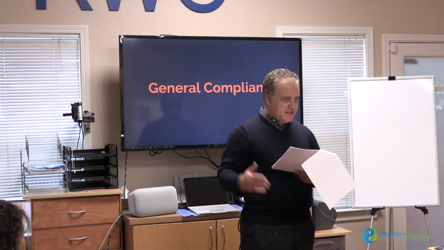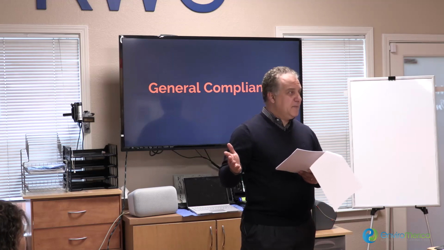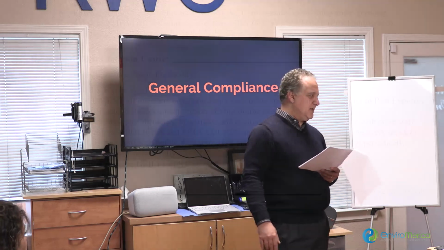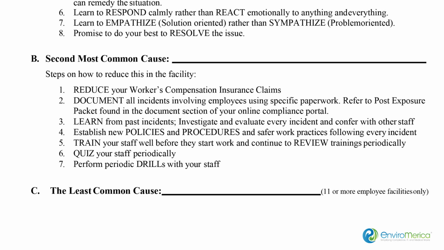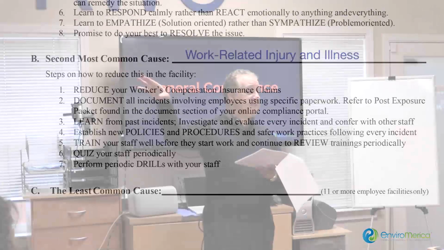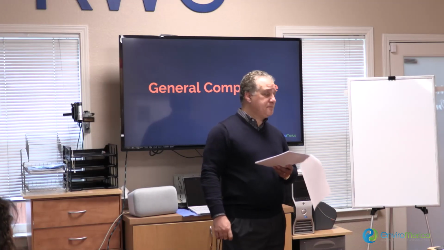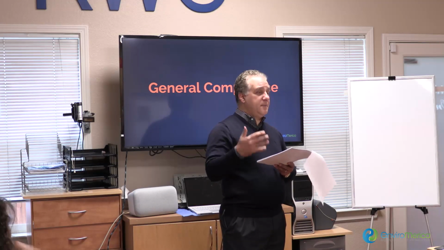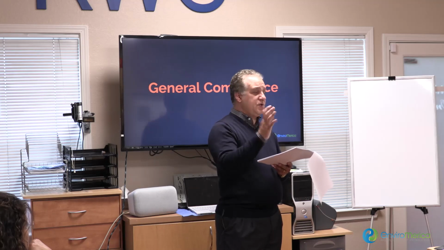Yeah. It's something that needs to be fixed, but it's not a serious situation. Does that make sense? What's the second most common cause of an inspection? Work-related injury and illness. That's the second most common cause. A workers' comp claim automatically sends a notice to OSHA. Whenever a workers' comp claim is generated, OSHA is automatically notified.